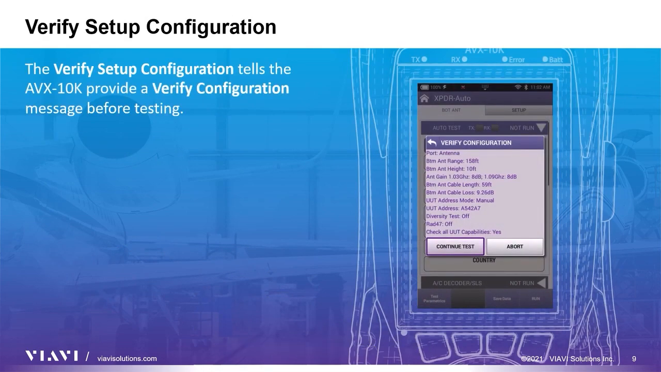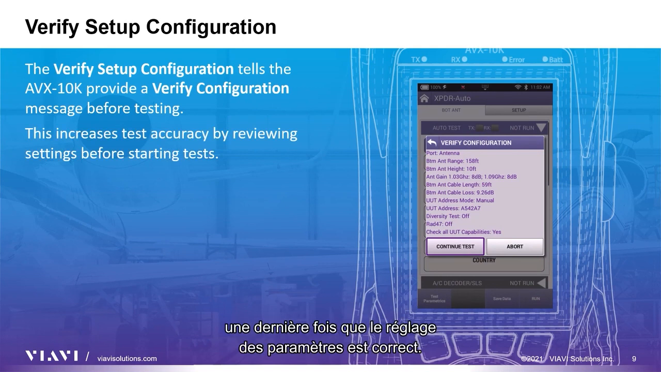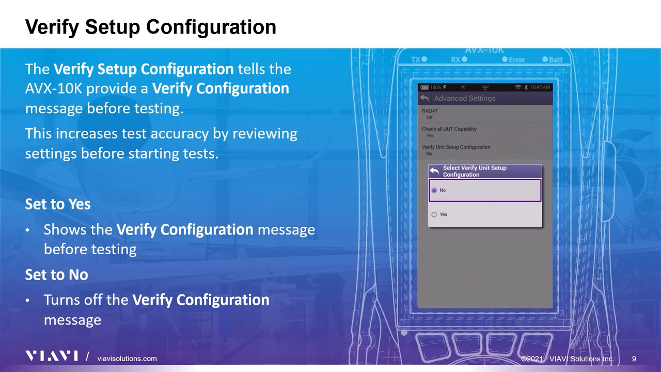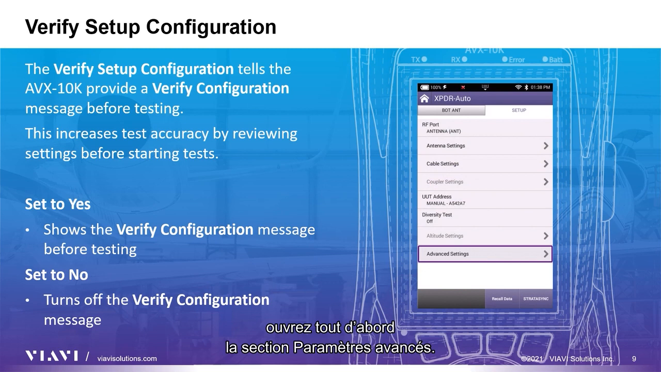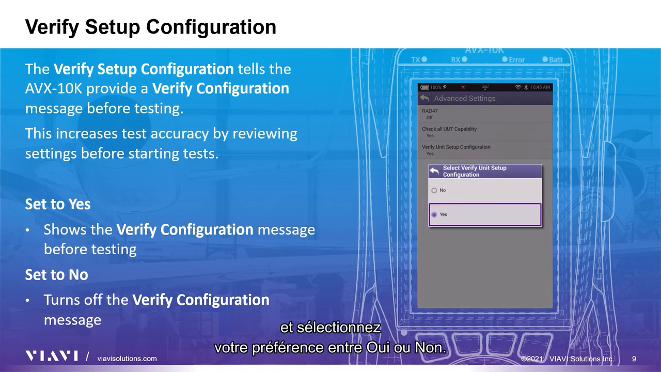The final standard setting is the Verify Unit Setup Configuration. Verify Unit Setup Configuration turns on or off the setup confirmation message that appears when selecting the Run Test button. In this window, you can confirm all of the setup parameters before initiating the test. This prevents stopping and restarting the test by providing a final chance to verify your setup parameters are correct. It also prevents test failures due to improper setup before initiating a test. To turn off or on the Verify Configuration setting, first, open the Advanced Settings section. Then press the Verify Unit Setup Configuration button and select your preference of Yes or No.